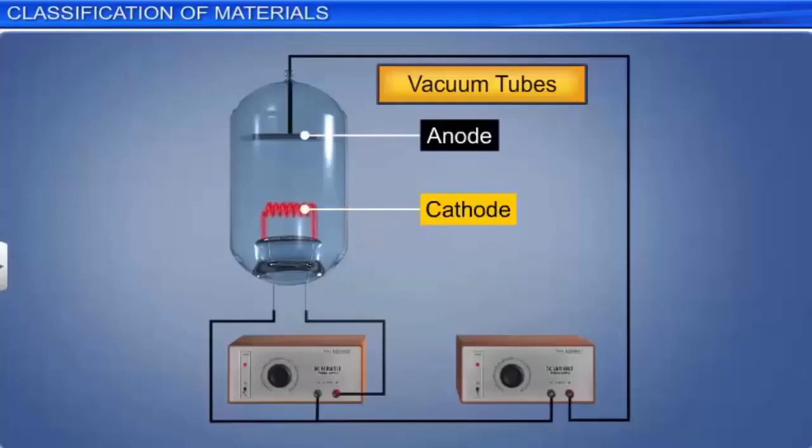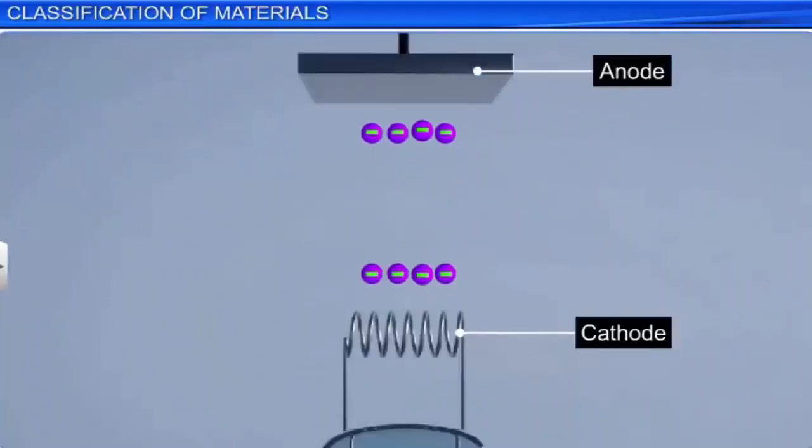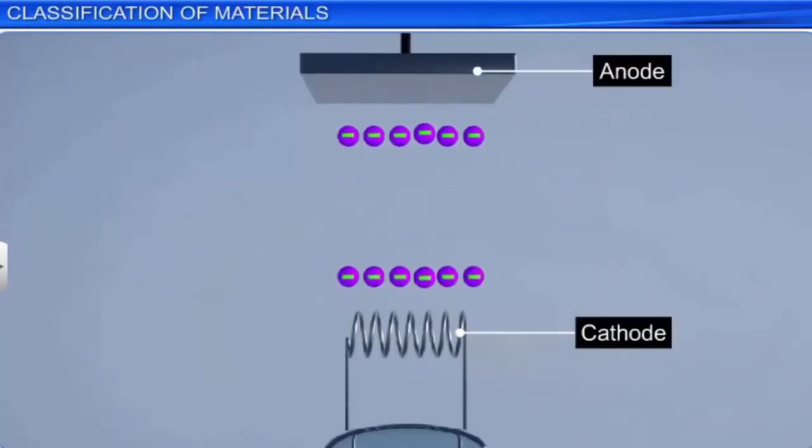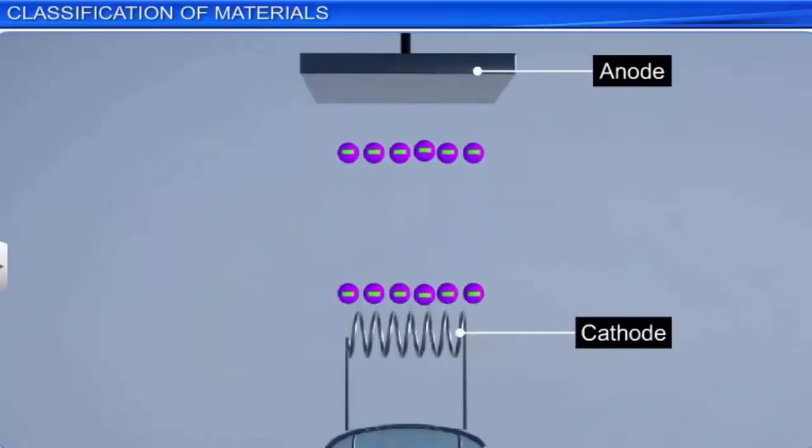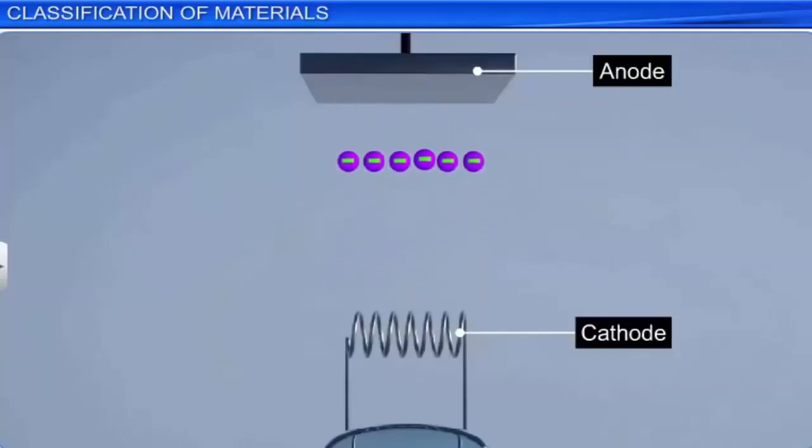The flow of the electrons is controlled by varying the voltage between the two electrodes. Vacuum is essential in the inter-electrode space of a vacuum tube, as it helps to prevent any loss of energy that would otherwise take place if the electrons were to collide with the air molecules in their path.